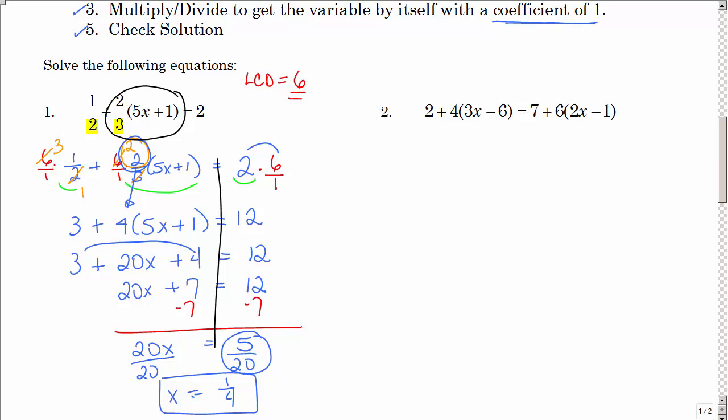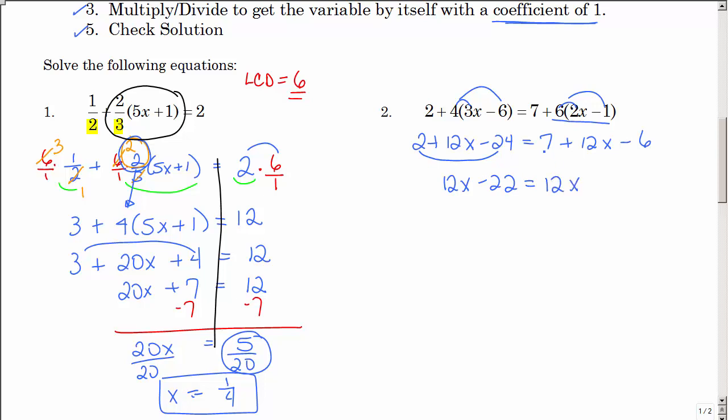Yay, no fractions. So let's just distribute. Keep the 7, distribute that. You don't add 7 plus 6 and get 13. Order of operations, we've got to multiply the 6 times the parentheses and then put the plus 7. Be careful. All right, so collecting like terms on each side, 2 minus 24 is negative 22. 7 minus 6 is a positive 1.